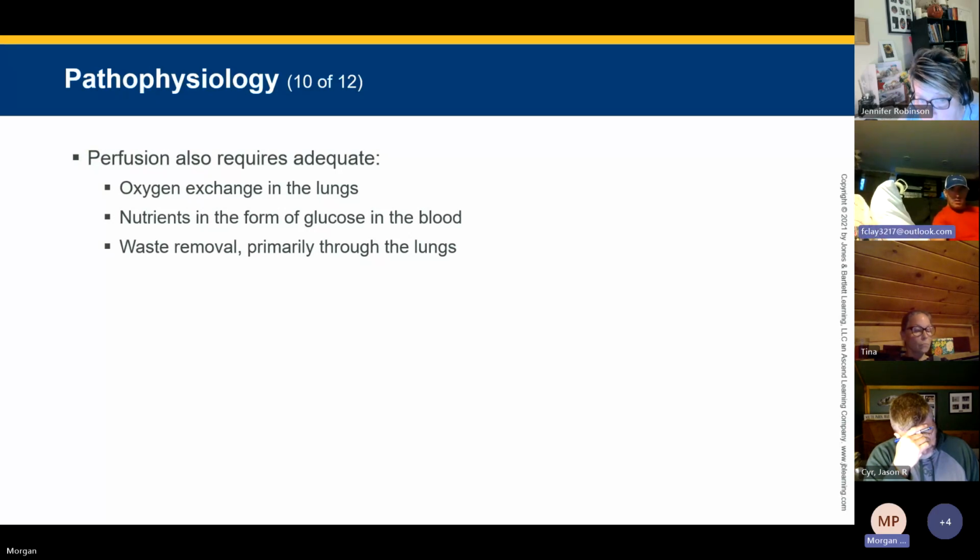So perfusion requires three things: oxygen exchange in the lungs, nutrients that go in the form of glucose into the blood, and waste removal primarily through the lungs. So a lot of the way our body corrects our CO2 levels is through breathing. The other one's through the kidneys.